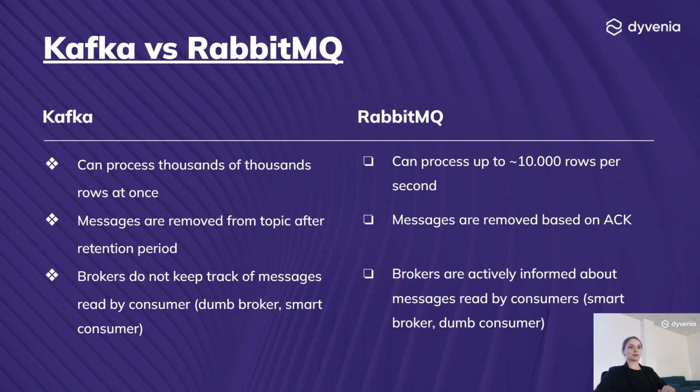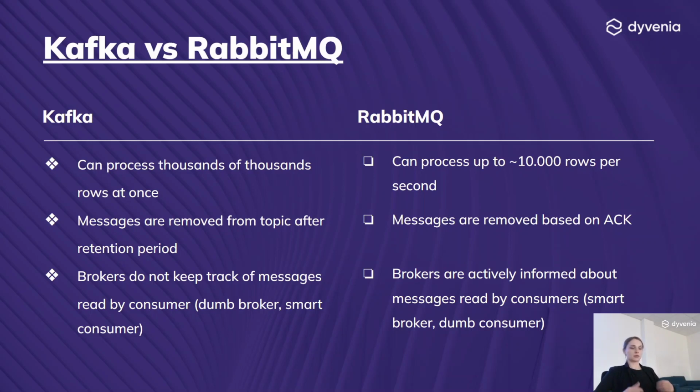The last one I would like to compare to is RabbitMQ. Kafka is definitely faster in terms of bottleneck scenarios. It can process thousands of message rows at once, while RabbitMQ generally just stops at 10,000 rows per second. Also, the difference is in between the ACK and the retention period. In Kafka, the messages are being removed in the topic after a certain time, as I've mentioned before. In RabbitMQ, it's based on the ACK that the message has been sent.